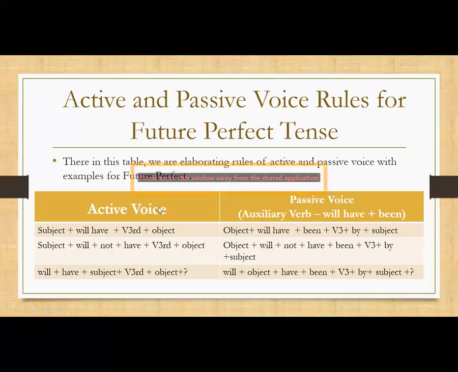Future perfect tense is the last tense. The auxiliary verb, passive helping verb, for future perfect tense is will have plus been. The helping verb remains the same, but the addition is of been in passive voice. Let me give you another example.